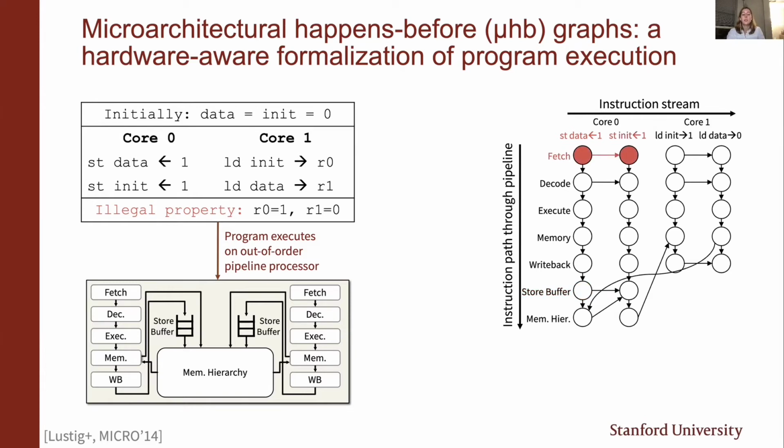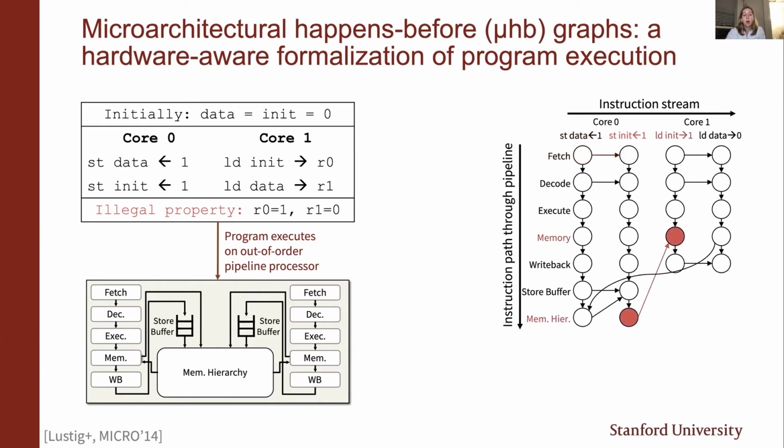Edges correspond to logical happens-before relationships between events. This particular edge represents the idea that the store of one into data is fetched from instruction memory before the store of one into a init is fetched from instruction memory. This edge represents the concept that this processor features an in-order fetch stage. Some edges, like this one, are instruction agnostic, meaning that this processor, for example, has an in-order fetch stage regardless of whether it's fetching loads or stores or branches.